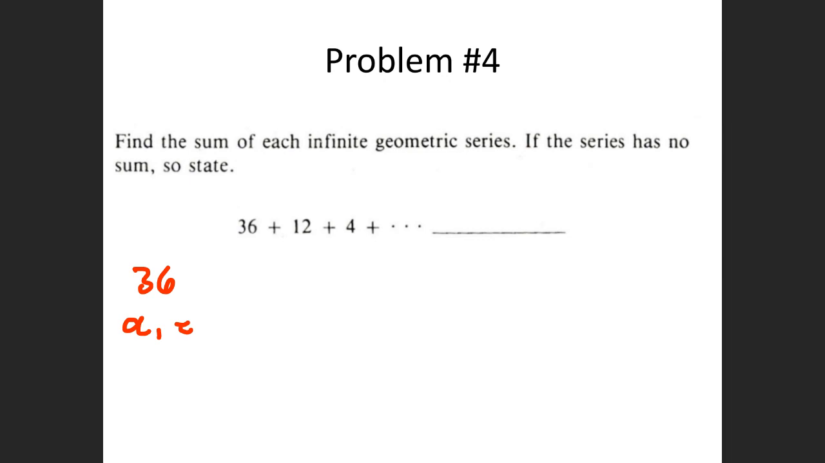Mr. Shanklin, you're not too smart. All right. That's 36. a sub 1 is 36. What is r? That's what I was going to ask. What is my r value? 3? It's not 3. Because if this was 36 and my r value is 3, 36 times 3 would be way bigger than 12. How about 1/3?